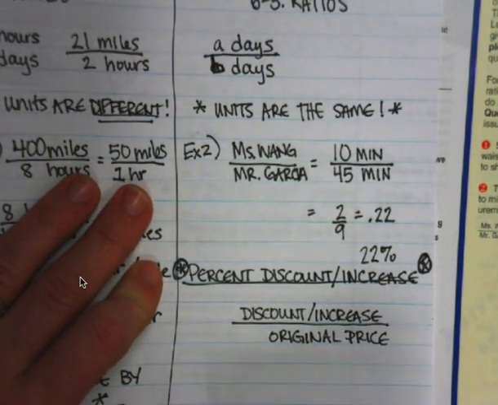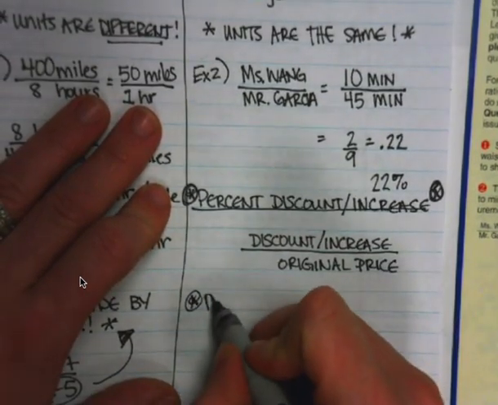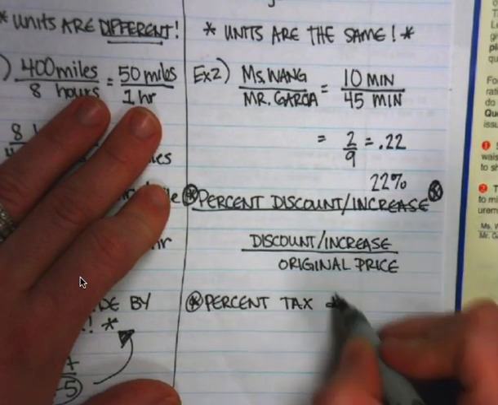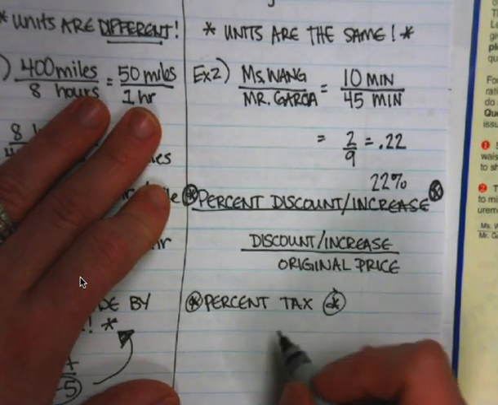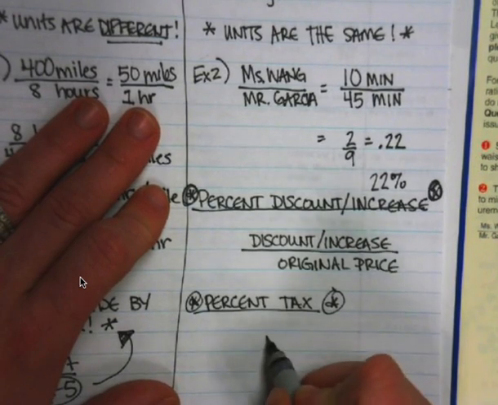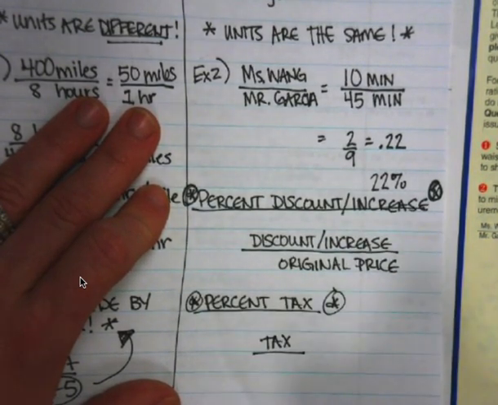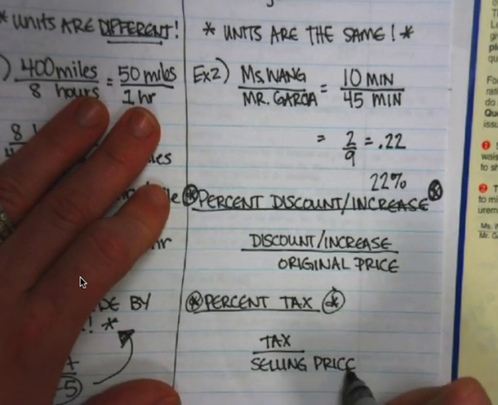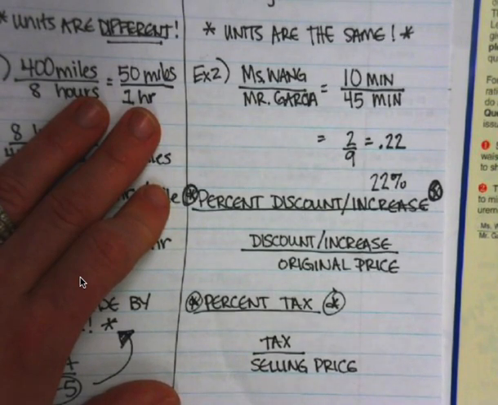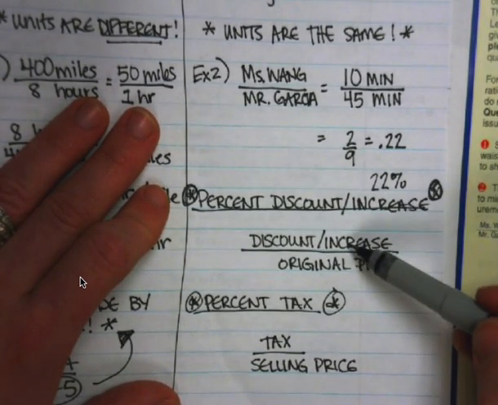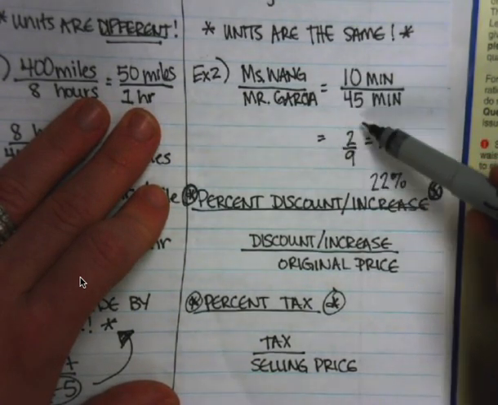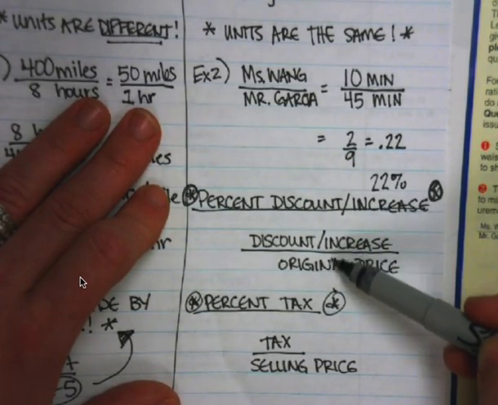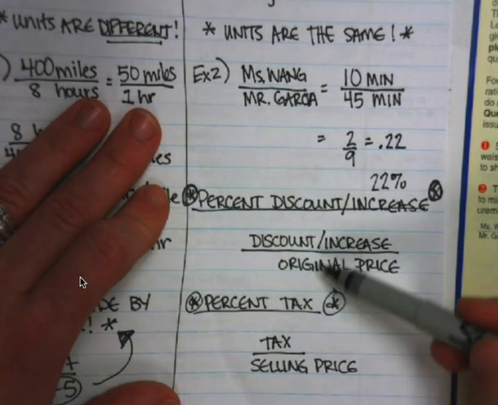We could also look at percent tax. And this would be the ratio of tax compared to the selling price. And we'll do a couple examples of these. But these again are ratios, just like this problem was. This is a ratio of comparison of time, but we can look at it as a percent. These, we're going to look at the ratio, but the percent is more helpful when we're talking about money.